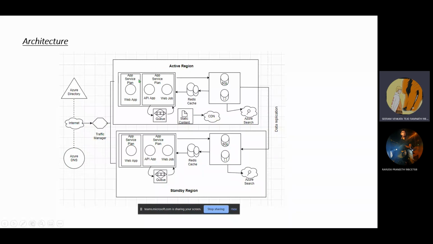In the active region, we have an app service plan, which consists of different web applications. For each web page, we are going to have different web pages, right? So we will be using different web app service plans for each and every page. All the requests that are given will be sent to the queue, which will be processed one by one.